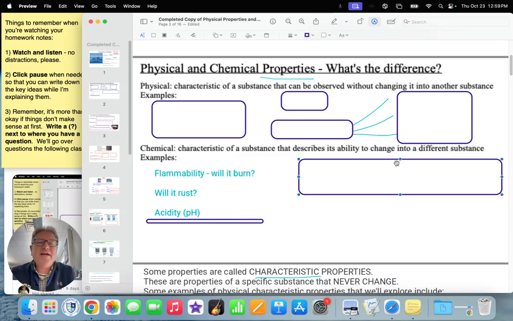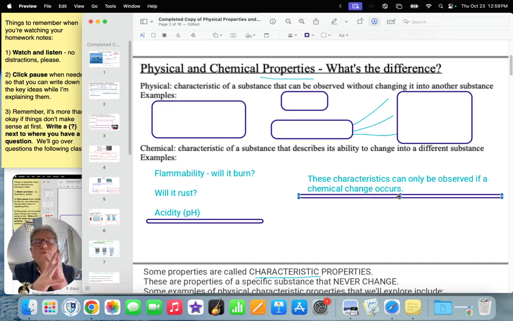These are chemical characteristics. And ultimately, if you want to observe a chemical characteristic, you need to see the substance change chemically. If it starts to burn, or it starts to rust, or it starts to bubble when acid touches it, you can then say these are chemical characteristics.